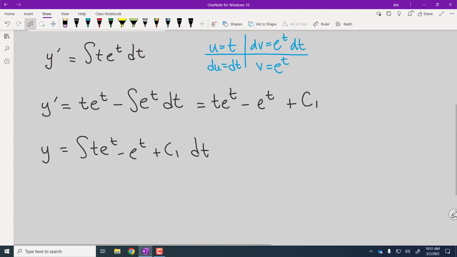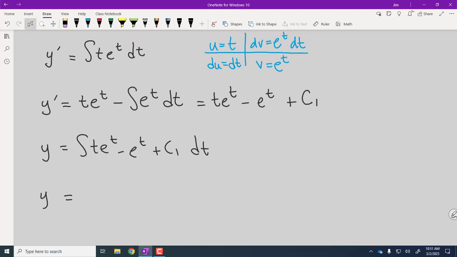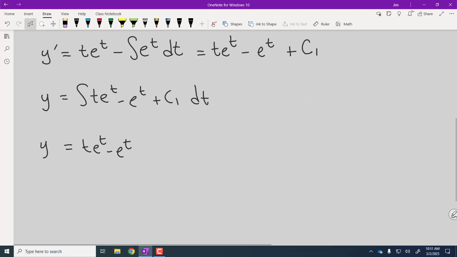Let's see, we need this thing right there. So the integral here, integral of t e to the t, that's this whole thing. We just integrated t e to the t a moment ago, so that's going to be this. So we're going to have t e to the t minus e to the t. And then we integrate negative e to the t, so that's going to be just itself. And then we integrate c1 to get c1t, and then we have our second constant of integration.